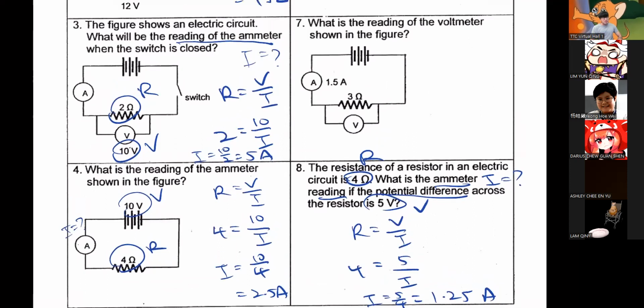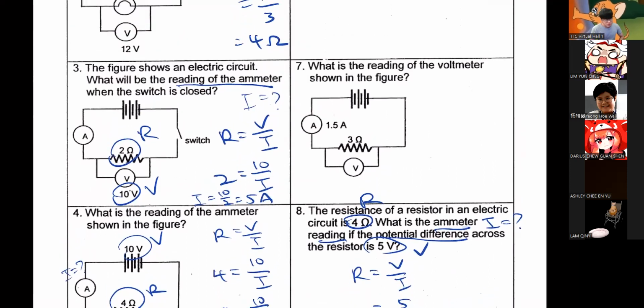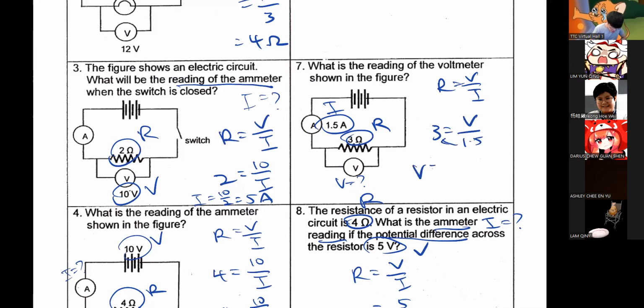Okay, next. Number 7. What is the reading of the voltmeter shown? So what is the V here? Now they give you the I, they give you the R, they want the V. Like I said, make it a habit, label everything, because you won't get careless this way. So R equals V over I. 3 equals V over 1.5. So you multiply, V equals 4.5 volt.